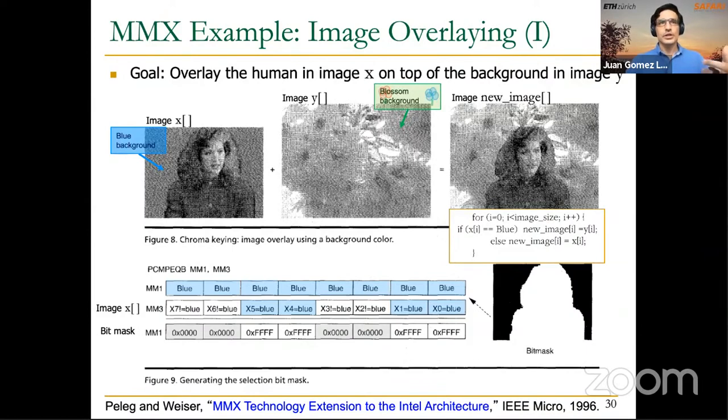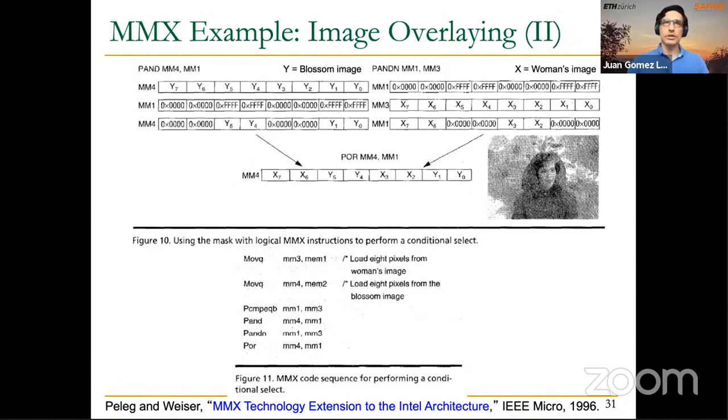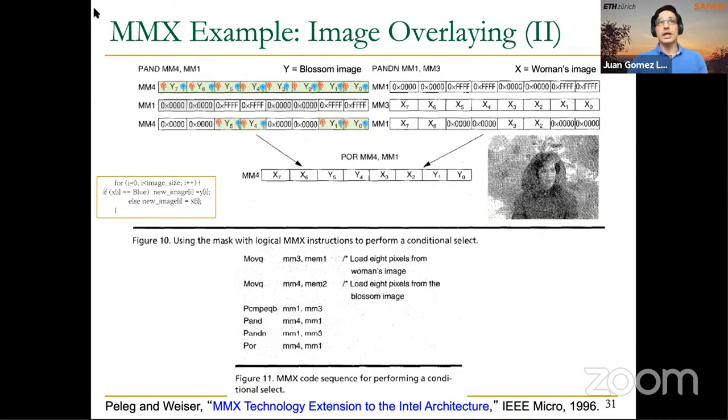subsequent computation. So once we have the bit mask, let's see what we have to do with the blossom image and with the woman's image. Let's start with the blossom image. Recall that this is the computation that we performed on a sequential processor. Here in the SIMD processor, we are using the mask. We load chunks of the blossom image into a register, in this case MM4, and then we apply the mask. Remember that this mask has some bytes that are zero, some bytes that are one. We apply it by using PAND, packed AND. So element-wise, we do an AND operation between a pixel of the blossom image and the corresponding position of the bit mask. So this is what we finally have in register MM4.